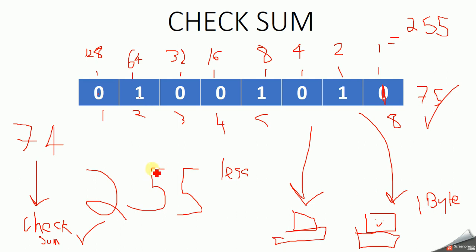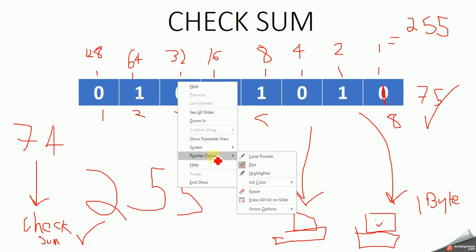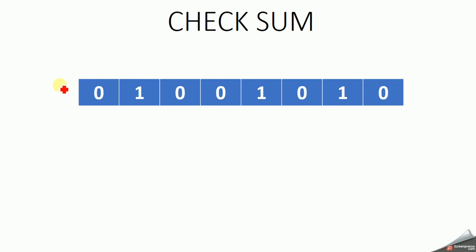But what would happen, let me just clear the screen for a second. What would happen if, when we send out data, it sends it out as a byte plus 1, so 9 bits. So you've got 1, 2, 4, 8, 16, 32, 64, 128, and 256.